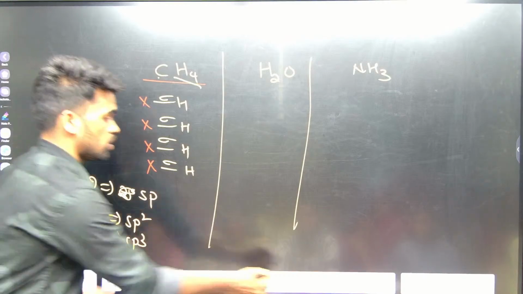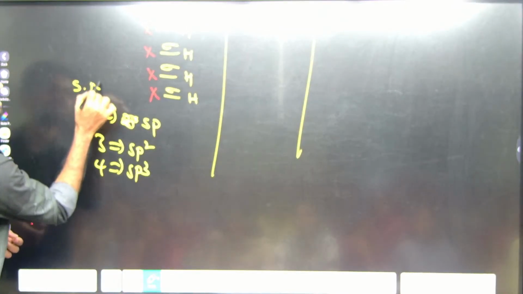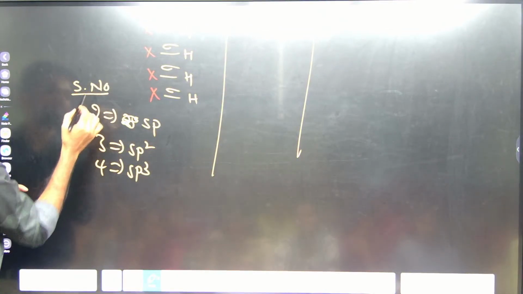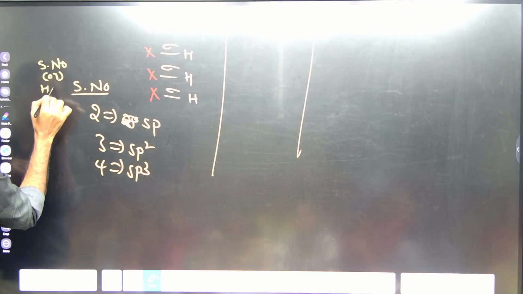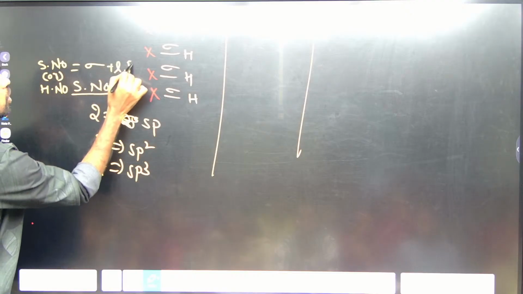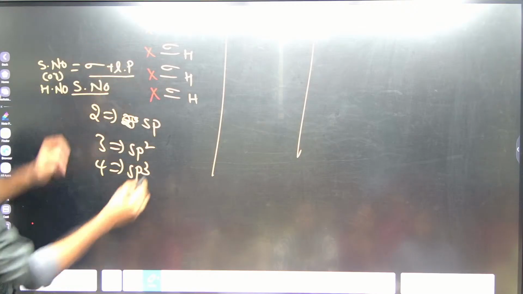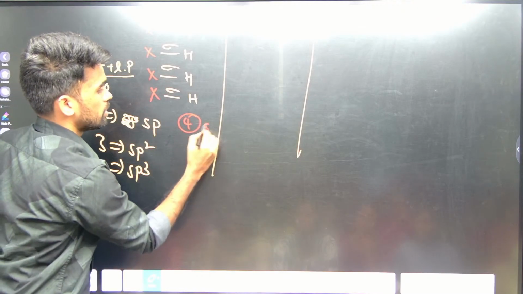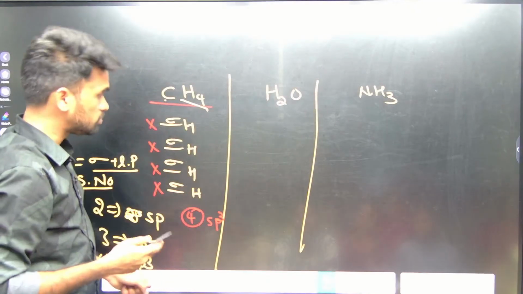Okay. So now these numbers are called steric numbers. What is this? Steric numbers. So steric number, or hybridization number, is equal to the number of sigma bonds plus the number of lone pairs of electrons. So here we got 4 now. 4 means what is it? sp3.